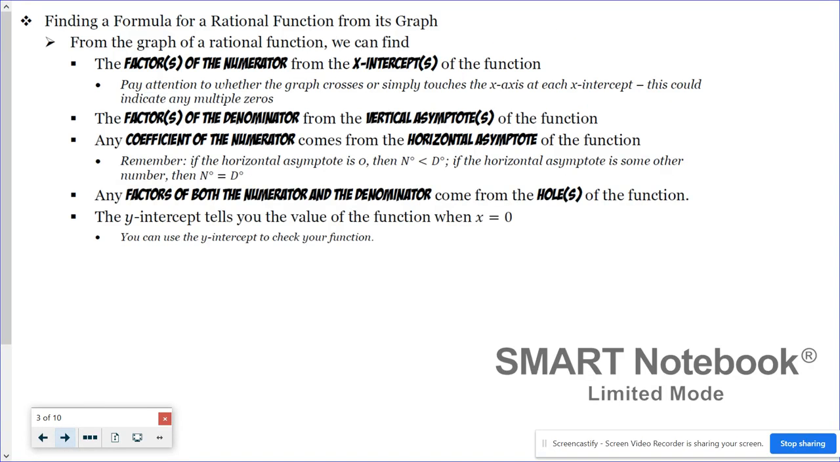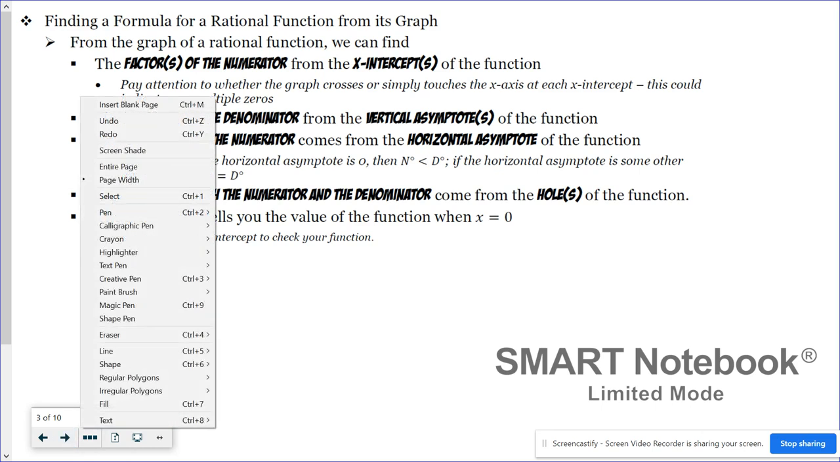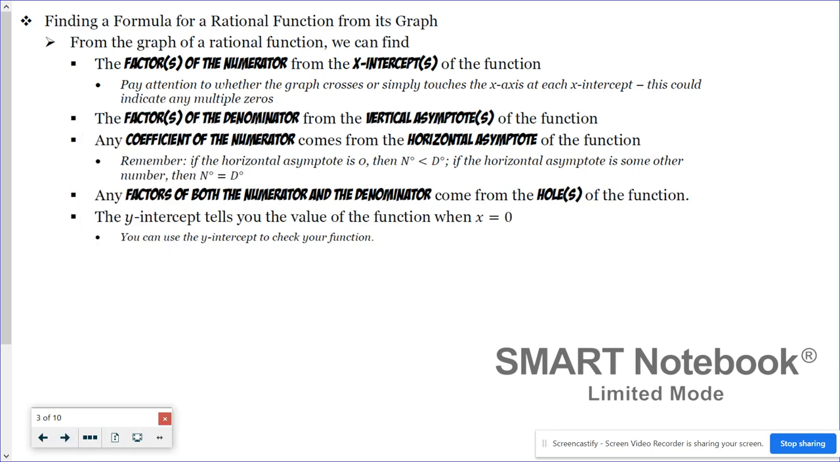Meaning the numerator. Factors of a numerator are going to be representing the x-intercepts of our function. Do pay attention to whether the graph is simply crossing the x-axis or if it's touching the x-axis and bouncing off. That's going to be a multiplicity of 2. In the denominator, the factors there are going to come from our vertical asymptotes. The coefficient in the numerator is going to come from our horizontal asymptote.